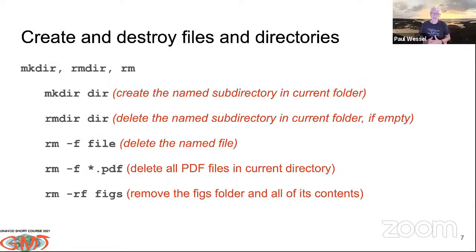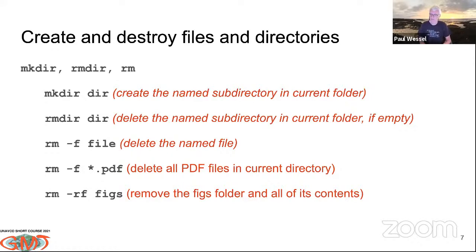All right, creating and destroying files and directories. The commands that Unix has here are mkdir for make directory, rmdir for removing a directory, and a general rm for remove that can be used for directories or files. Typically, you'll make a new directory with mkdir and give it a name, and that creates an empty subdirectory where you are right now. And you can delete that with rmdir, provided the directory is empty.